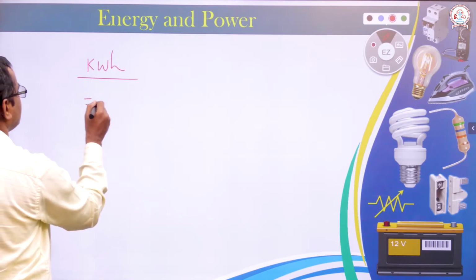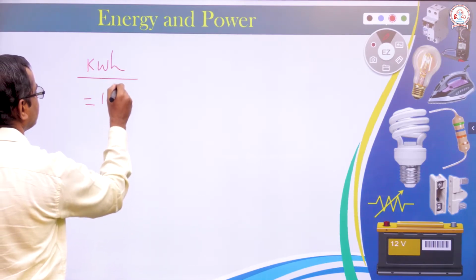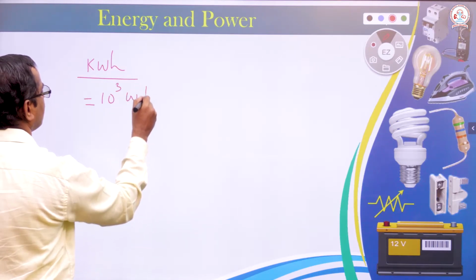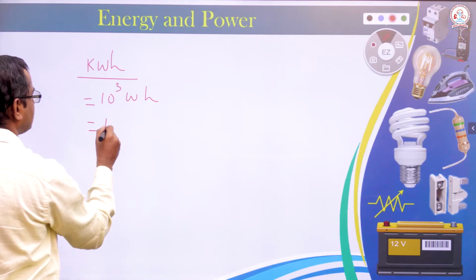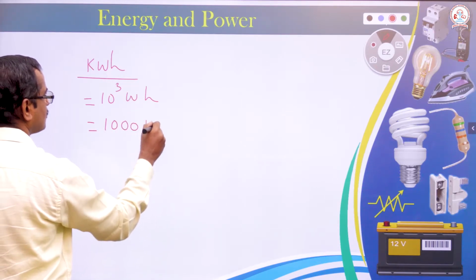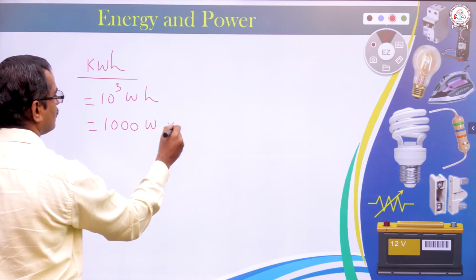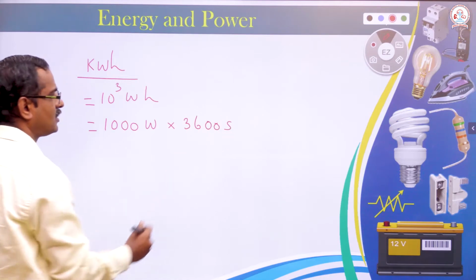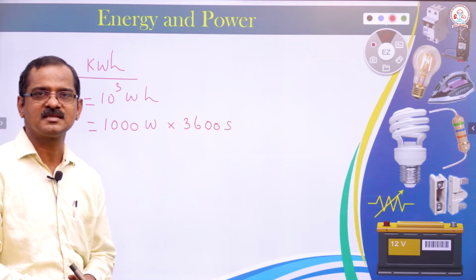Kilo, 1 kilo is 10 power 3, isn't it? So 1 kilowatt hour is 10 power 3 watt hour, that is 1000 watt, for 1 hour. 1 hour equal to 3600 seconds.